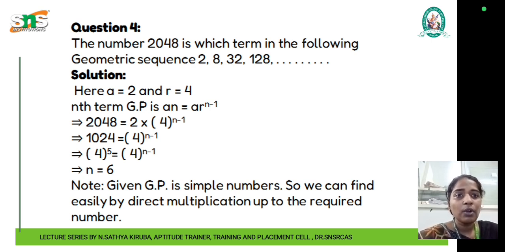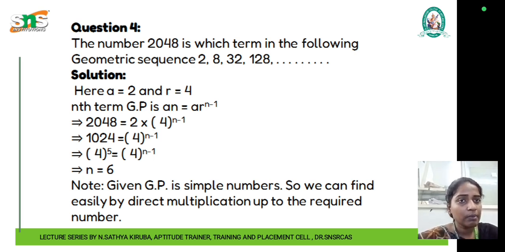Here we have got a series. We know the common ratio and also we know where the series starts. Now, this is an infinite series, and we don't know where the series ends. So what we will be doing here, we are supposed to find the 2048th term in this series. Now nth term, so we know a is equal to 2 and r is equal to 4.